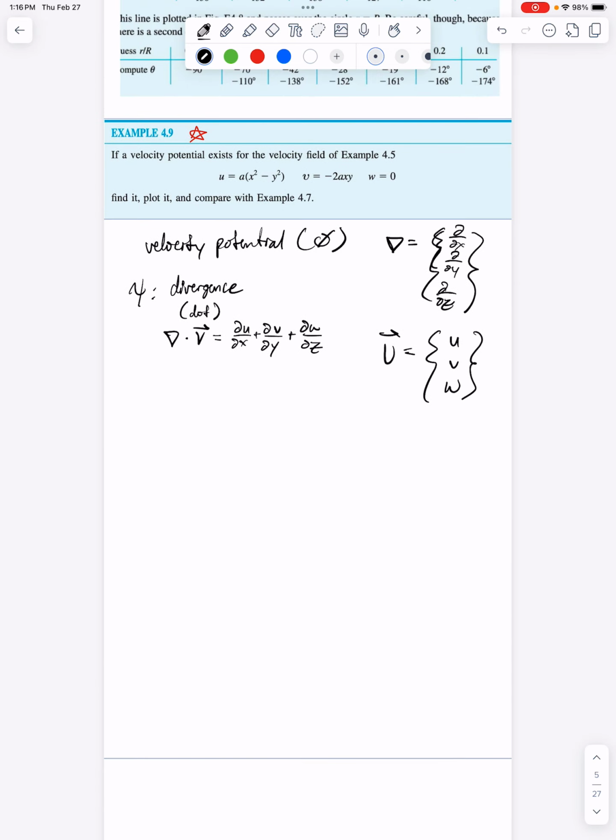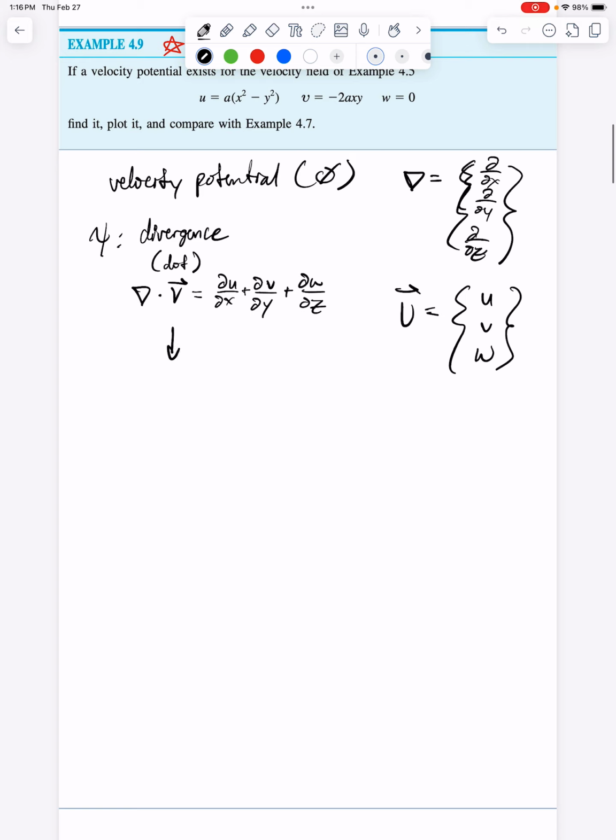So dot product gives us the following. If this dot product is equal to 0, this implies, first of all, for an incompressible flow field, this implies that our flow field is continuous. Solving this equation satisfies the continuity equation, therefore we have a continuous flow field.